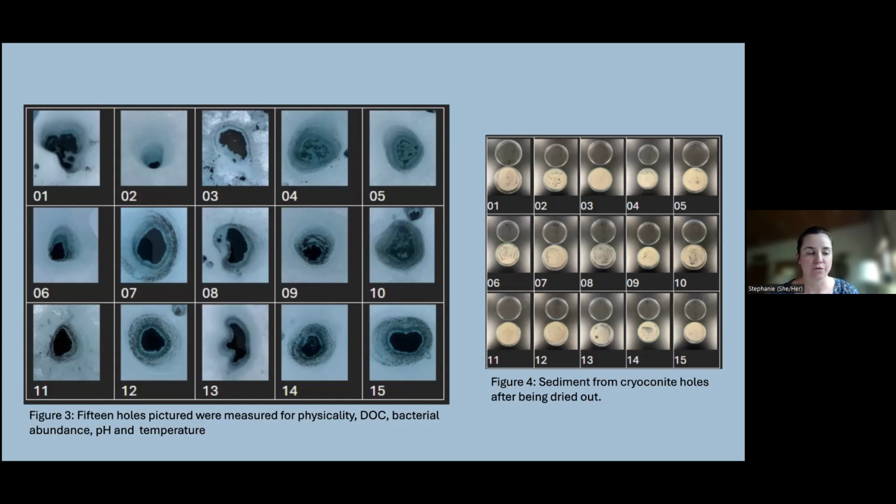These two figures show the 15 cryoconite holes that I measured. You can see that the water is really blue and there is sediment on the bottom. Some of them are a lot thicker than others. Figure 4 on the right shows the sediment after it's been dried out. So there's really not a lot of sediment within these holes.